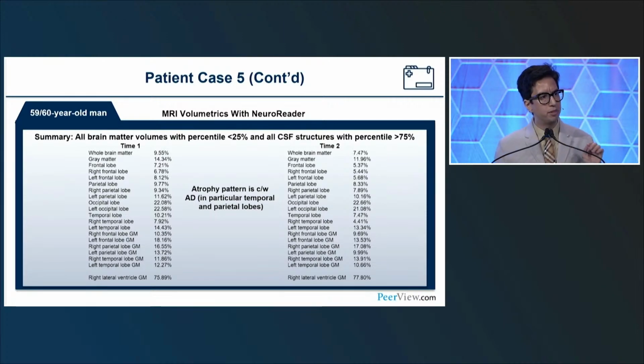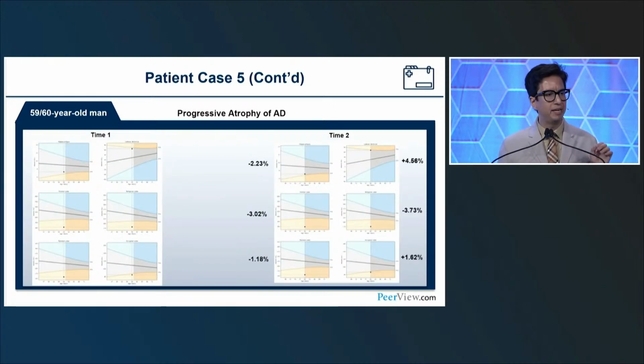But more important than that is to track the change in volume over time. And so what I'm showing you here between time 1 and time 2 are these graphs that you might see tracking the brain volumes compared to normative data. And the fact that you see a lot of these black dots in the kind of orange areas show that they're quite on the lower end compared to the normal database.